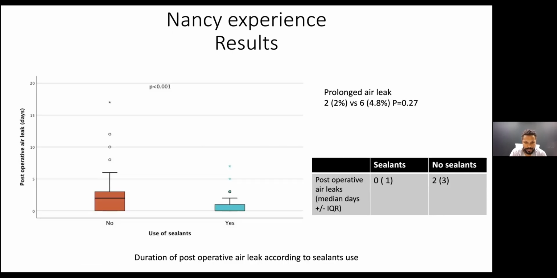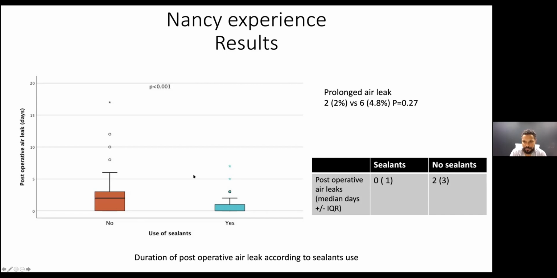So here you can see the duration of the air leak according to the sealants used. In blue, the patients who had sealants, and here in this box plot, the patients who didn't benefit from sealants, with a median leak of 0 days in case of sealants, and 2 days in case of no use of sealant, with an interquartile range of 3 days.